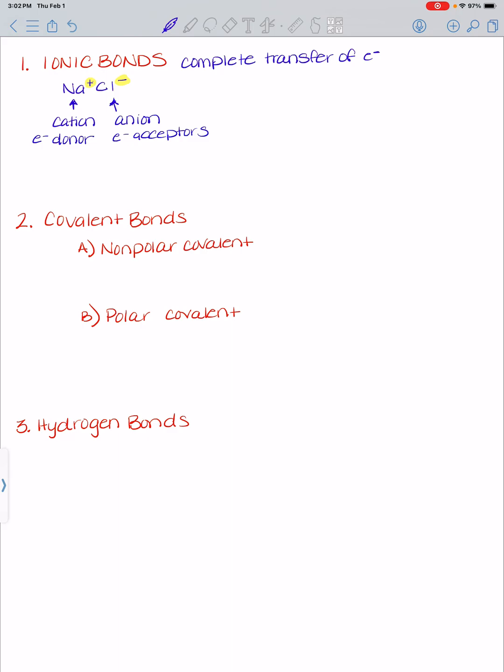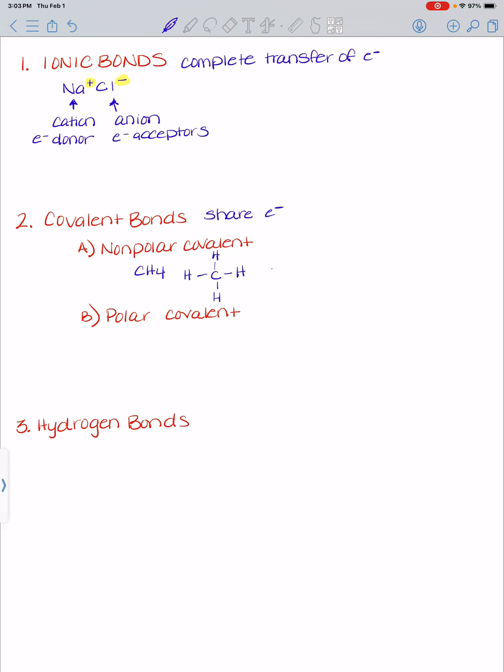Covalent bonds, we don't transfer electrons. What we want to do is we share our electrons. Because we're sharing our electrons, we don't have these charges as a superscript at all. So a nonpolar covalent bond would be something like methane, which is CH4. And you've probably seen methane also drawn like this. The dashes between the carbon and the hydrogen here, that dash is representing one pair of electrons being shared.